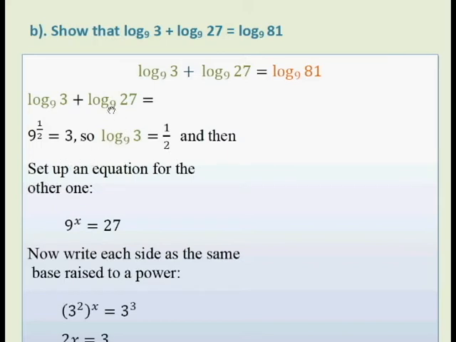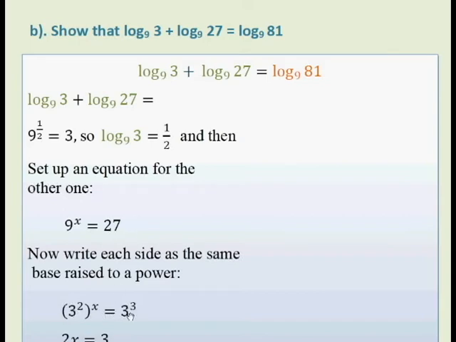Now, once you have this, you set up an equation for the other one. This one right here is 9 to what power is equal to 27. It's still on the left side of the equation, so we just set up this equation because it's not so obvious. So write each side as the same base raised to a power. 9 is really 3 squared, so I'm going to substitute in 3 squared for 9. So I have 3 squared raised to the x is equal to 27, which is 3 cubed.